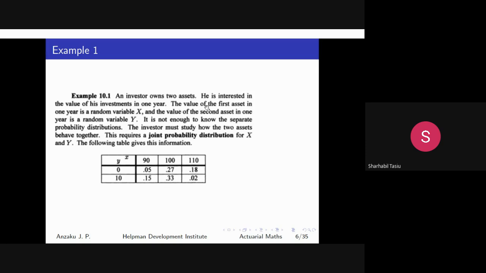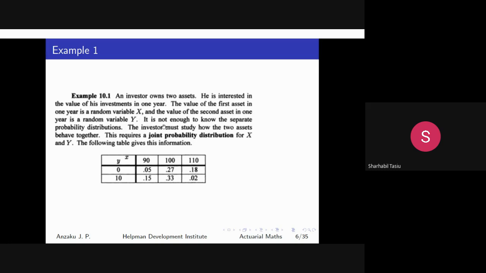The value of the first asset in 1 year is a random variable X. So the first asset, let's call it the first random variable. And then the value of the second asset in 1 year is a random variable Y. So now we have two random variables. That makes it a bivariate random variable. So we want to see how we can join them together and find their probabilities jointly.